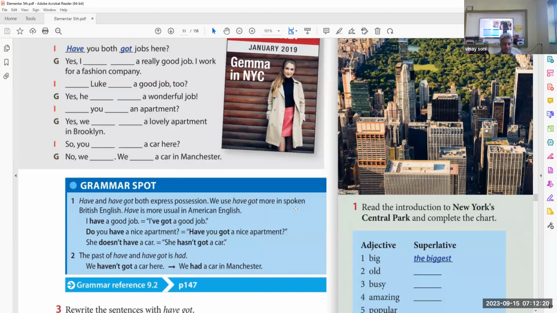I have a good job is the same as I've got a good job. Do you have a nice apartment? Is the same as have you got a nice apartment? She doesn't have a car. She hasn't got a car. Okay. And the past is had.